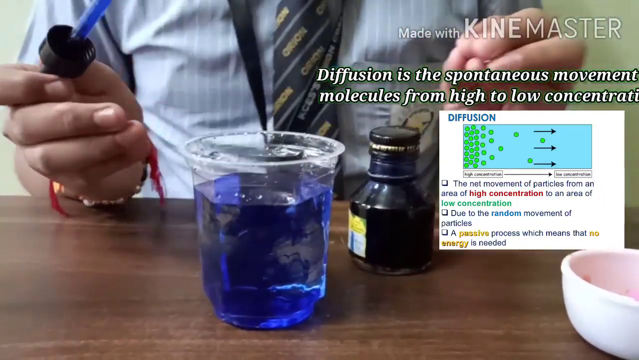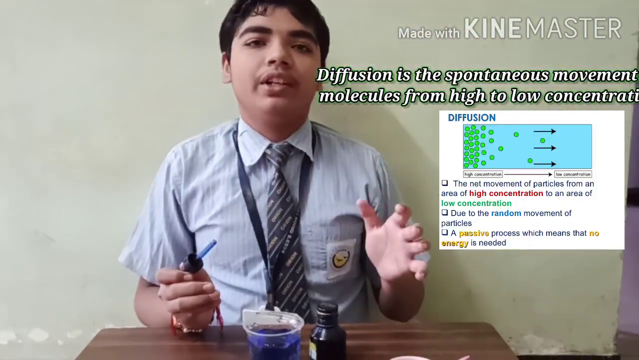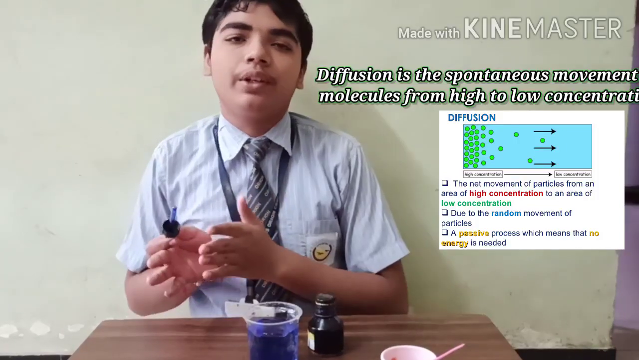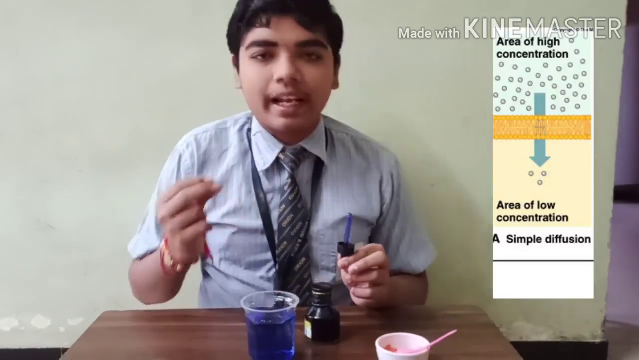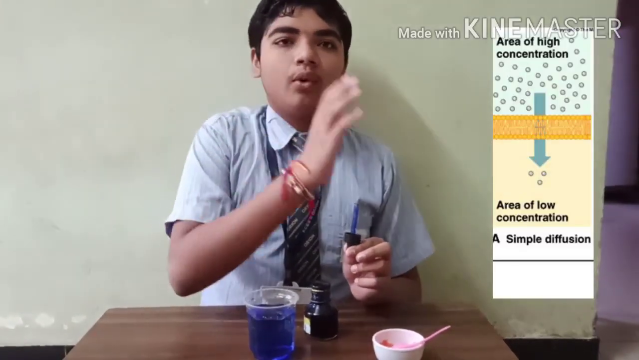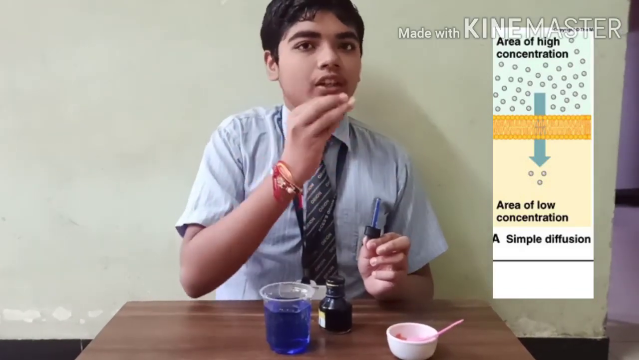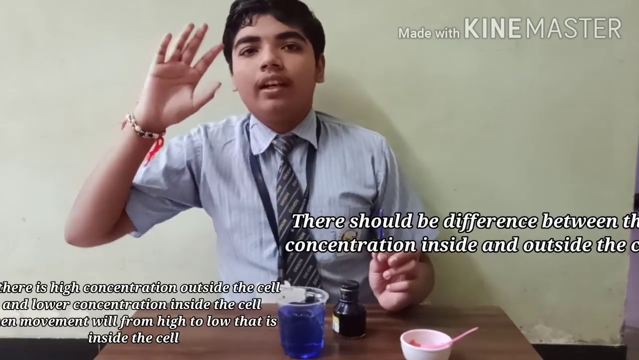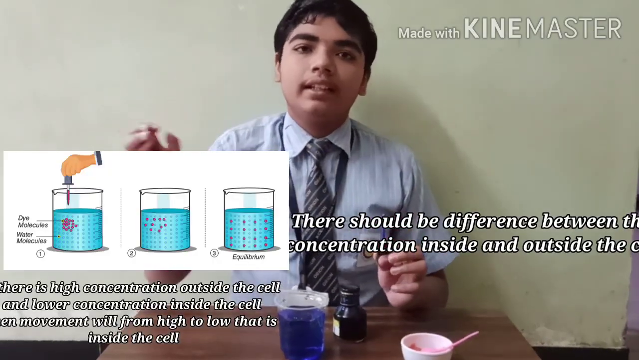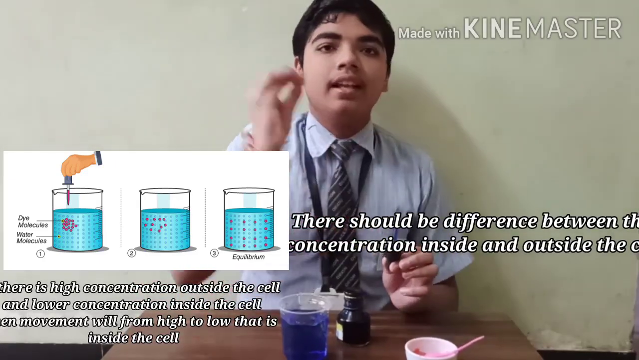So by this experiment we can tell that diffusion is the spontaneous movement of molecules from higher concentration of molecules to lower concentration of molecules. There are two ways that diffusion can occur. First, in the outer environment of the cell, there should be a higher or lower concentration of molecules, so there should be a difference between the environment inside the cell and the environment outside the cell.